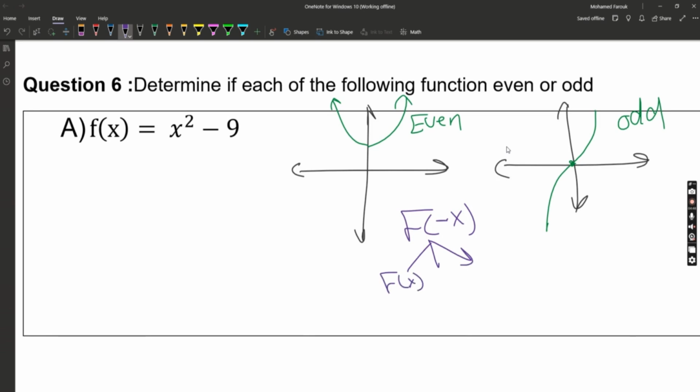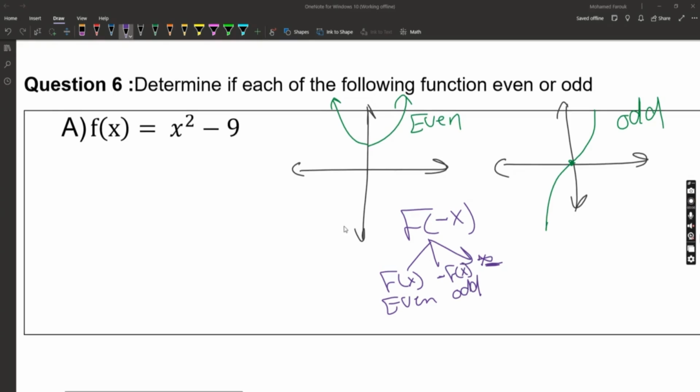The first one, it will be the same as the original function f of x, or it will be the same as it but with inverse sign, or neither one of them. This one is even, this one is odd, this one is neither even nor odd. Okay, let's solve our example. f of x is equal to x squared minus 9.